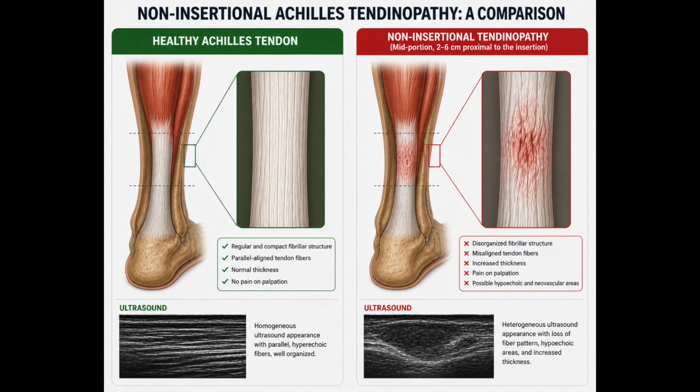Non-insertional tendinopathy affects the portion of the tendon between 2 and 6 centimeters above the insertion on the bone. It is the most common form, typical of athletes, and also the one with the best prognosis. There is not a single cause of tendinopathy, but many causes that can also be associated with each other. In other words, patients may have a combination of one or more of these causes, meaning that treatment for each patient is not the same and must therefore be personalized.